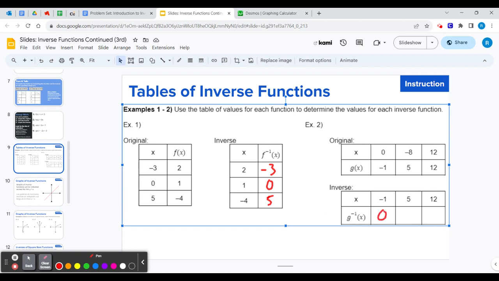We plug -8 into our original, we get 5. So if we take that 5, that output, put it into our inverse, we'd get -8. And the last one is just 12 and 12.